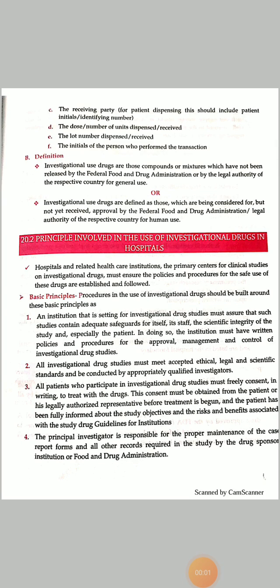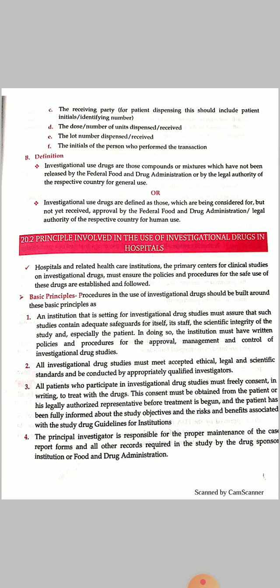So, the definition of investigational use drugs: those compounds or mixtures which have not been released by the Federal Food and Drug Administration or by the legal authority of the respective country for general use. Or, investigational new drugs are defined as those which are being considered for but not yet received approval by the FDA or the legal authority of the respective country for human use.